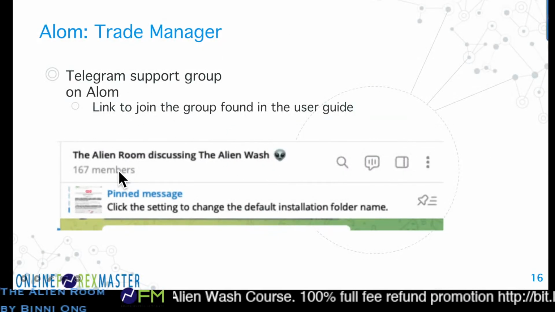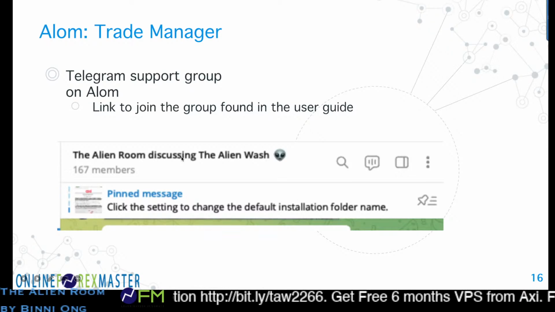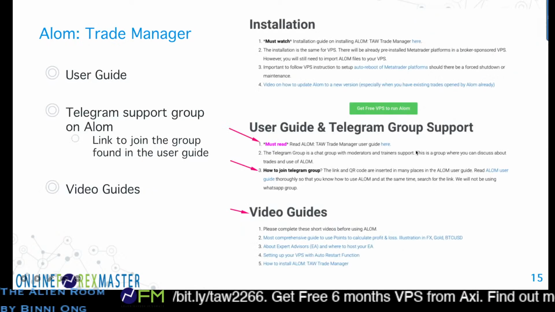Now let me just explain. This is the support group on Alum, the group where we chat. This is the group that you need to join, and the link to this group is found in the user guide. The user guide will have the link to the group.